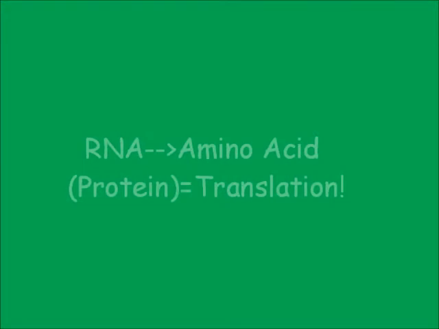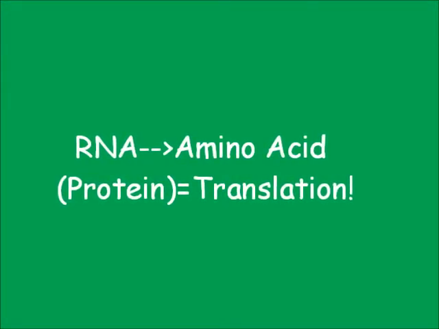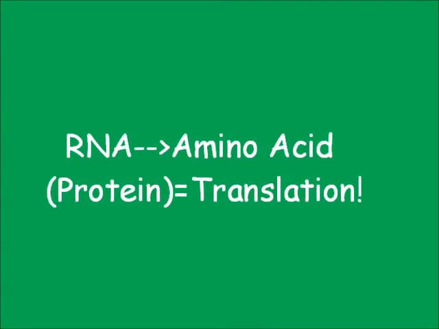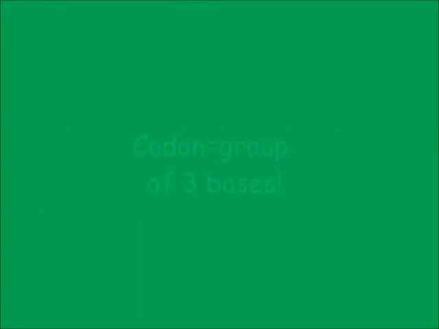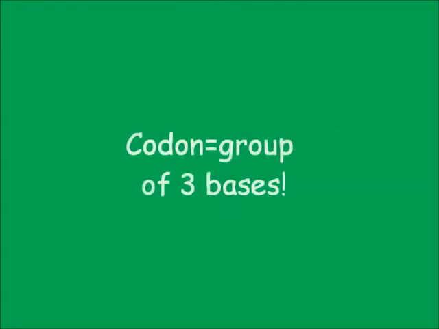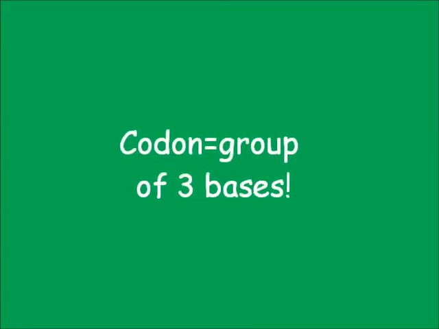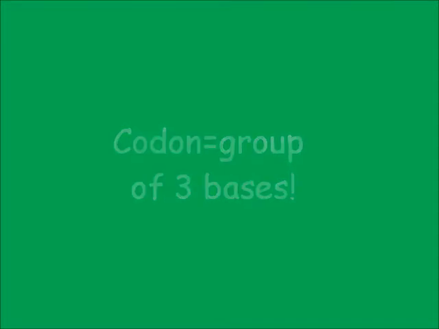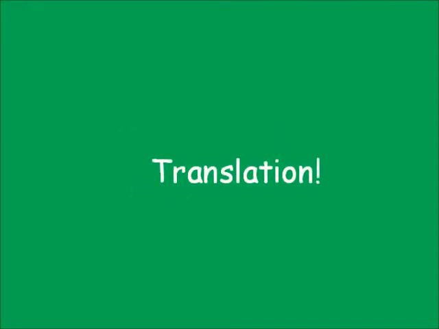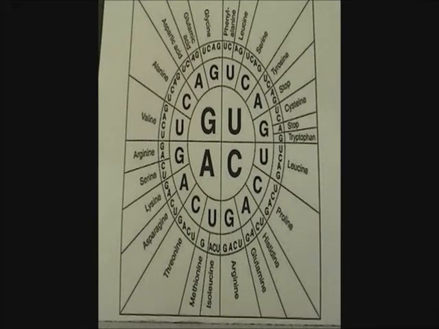The last step in protein synthesis is changing RNA into an amino acid. If you take a codon, which is a group of 3 bases, and follow the amino acids wheel, you will find the amino acid that goes with that codon. Let's try some translations. This is the protein synthesis chart. It helps you find what amino acid makes up the codon.